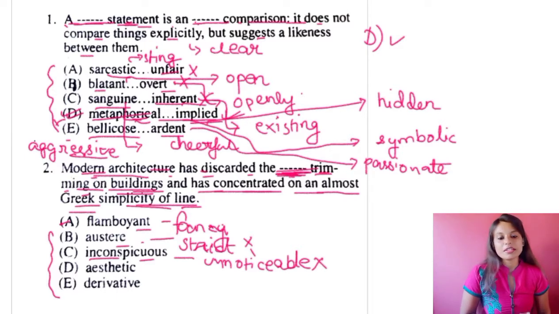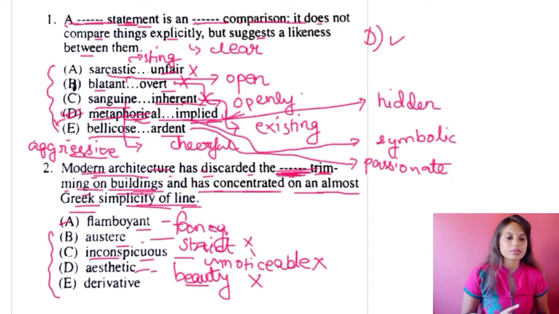What about option number D, aesthetic? Aesthetic means which is concerned with beauty or the appreciation of beauty. So in simple words, we can say it's beauty. So this will also not go. Beauty trimmings or aesthetic trimmings won't go. So I'm striking this out also.